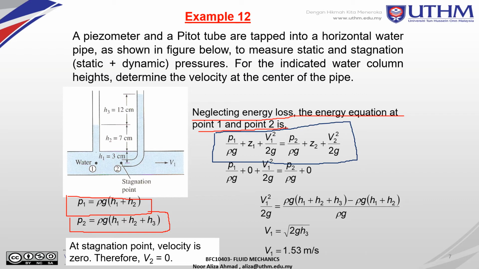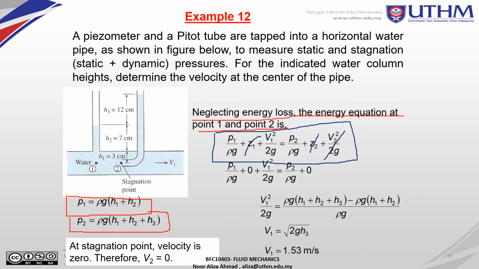Z1 and Z2 are 0 because this is horizontal, so there is no height or depth of water. So we get Z1 is 0 and Z2 is also 0. We just have the pressure at 1, pressure at 2, and velocity 1, but velocity 2 is 0 because at the stagnation point, velocity is 0. Therefore, V2 is equal to 0.